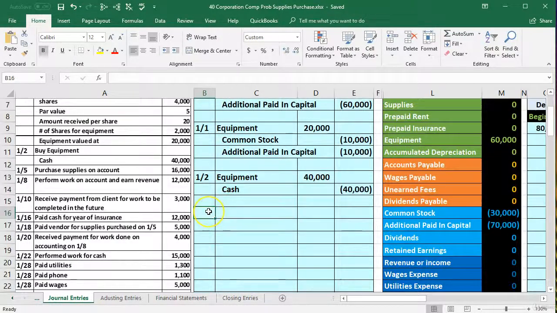So we're going to be down here. We're going to skip a line. We are in cell B16, where we're going to have the date of 1/5. Then we will put the supplies. So we're going to purchase supplies, and we purchased it on account.